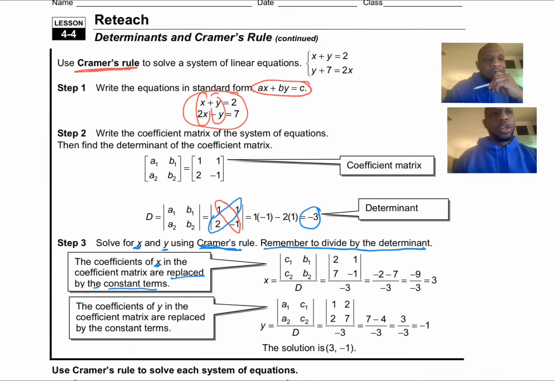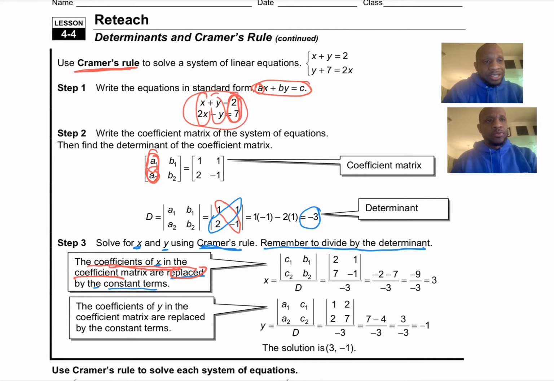So, okay, what does that mean? Basically, that means that instead of the A's being here in this left column, which are the coefficients of all the X terms, that's what it means right here, the coefficients of the X terms in the coefficient matrix. So that means this column right here. You're going to replace those with the constant terms. Now, the constant terms are these terms in the system that's on the right side. So that would be the 2 and the 7, okay? Got it? Here we go.